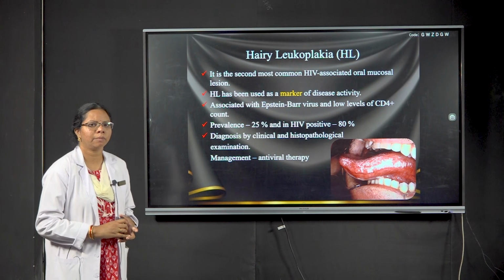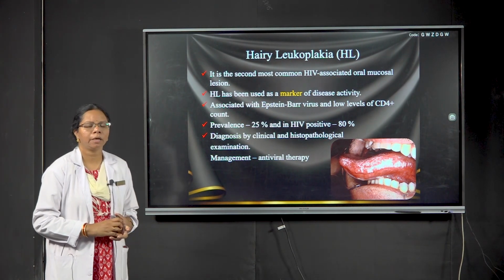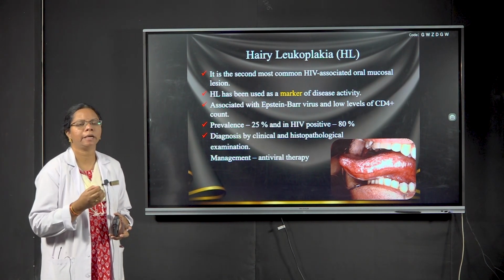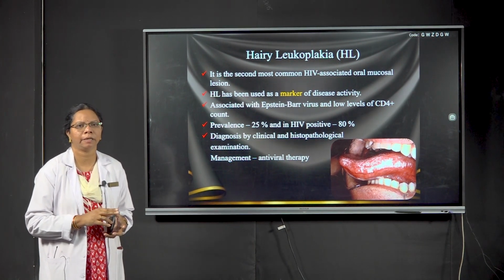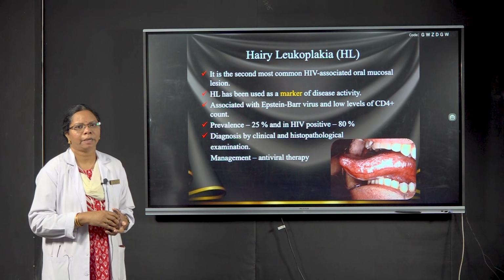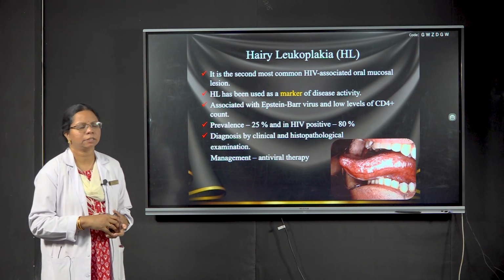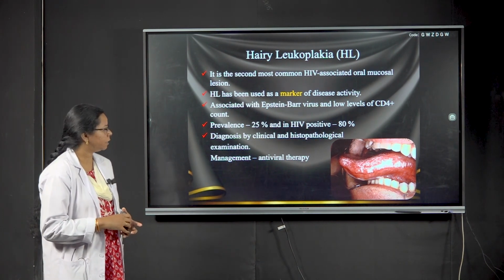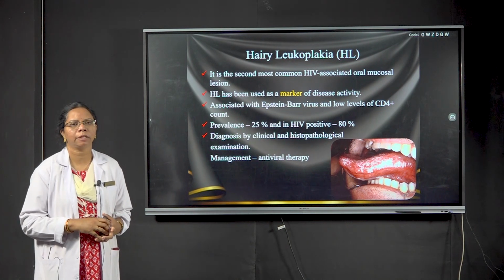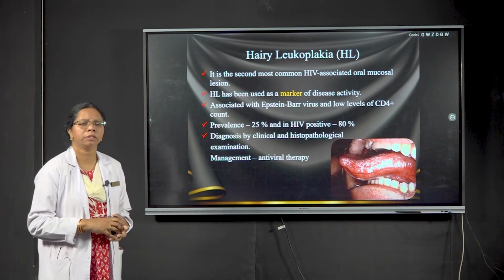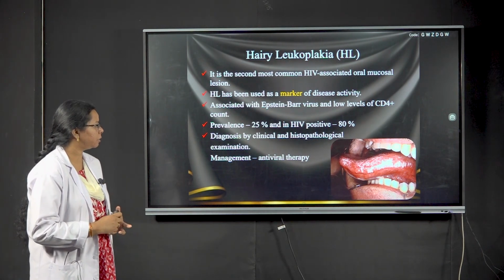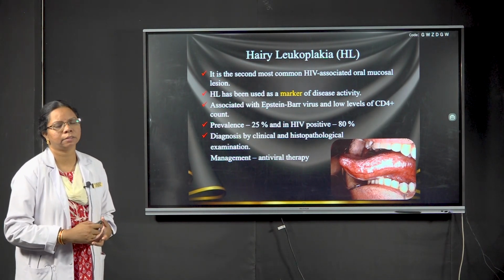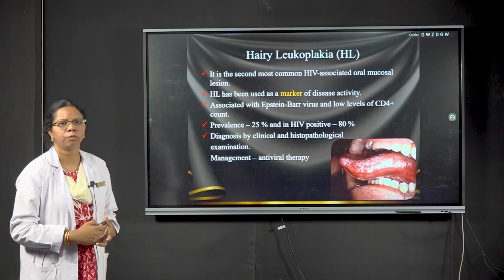On clinical examination, hairy leukoplakia appears as white thread-like patches, especially seen on the lateral border of the tongue bilaterally in a palisaded manner. They are non-scrapable in nature. Histopathological features show hyperkeratosis, acanthosis, and some lymphocyte infiltration. For management, antiviral therapy is given to treat hairy leukoplakia.